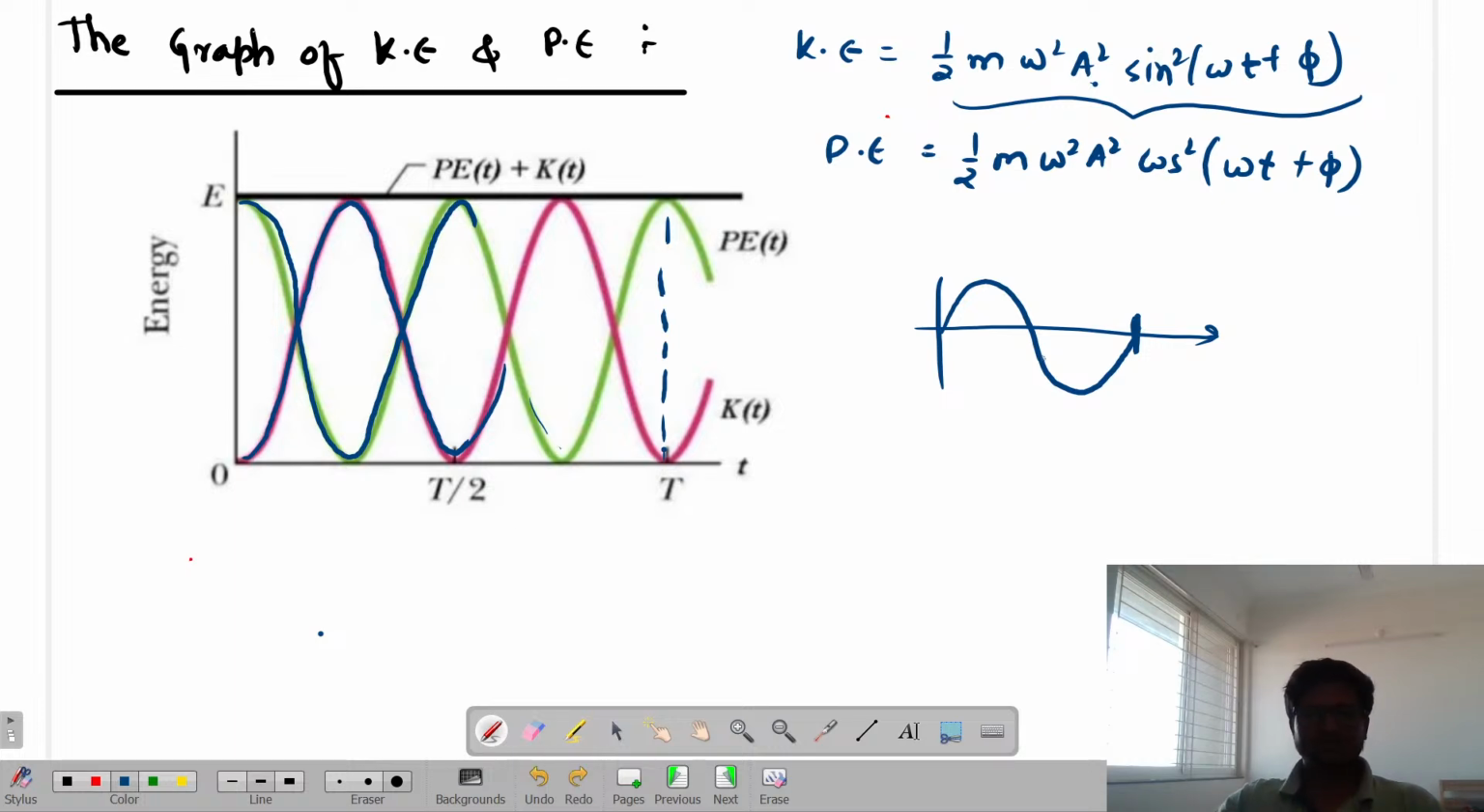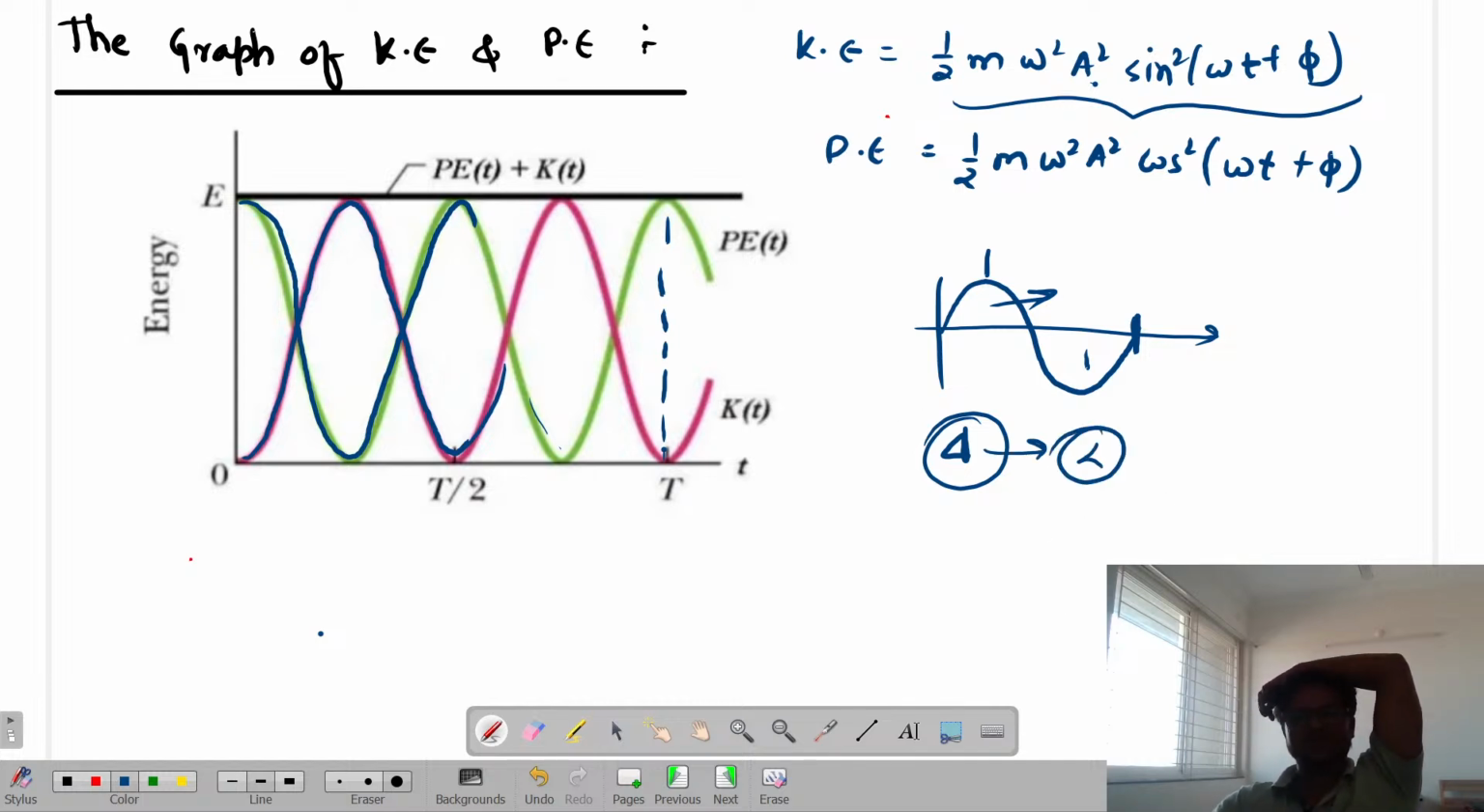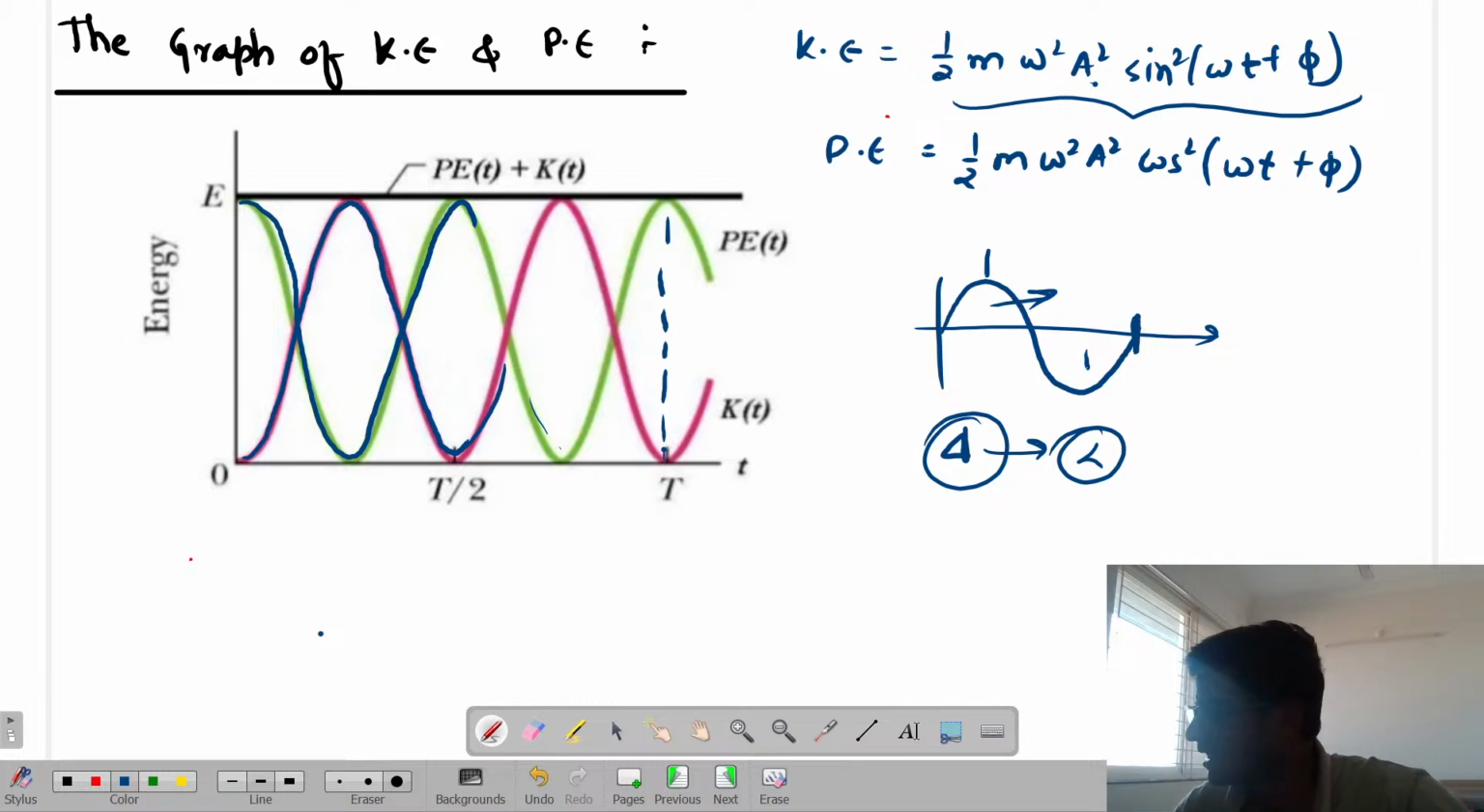So that means if there are four crests and four troughs, how many oscillations are happening? One crest plus one trough is giving me one oscillation or not? So four crests plus troughs, that means what? How many oscillations are there? Two oscillations. Is that clear totally?